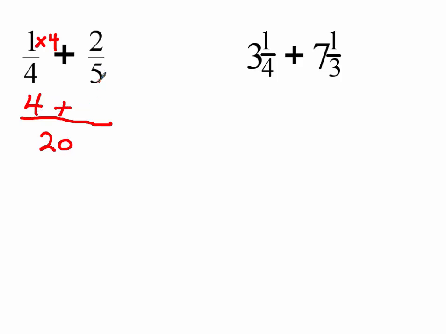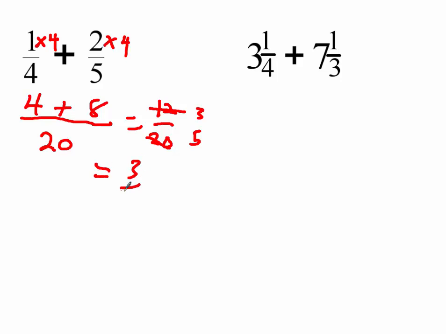Plus 5 times what number is giving me 20? 5 times 4, so 4 times 2 is giving me 8. You get it? Good. So it's giving me 13 out of 20. I can still reduce this value. I know 4 can go into 12 as 3. Then 4 can still go into 20 as 5. So at the end of the day, I have 3 out of 5 as my answer.